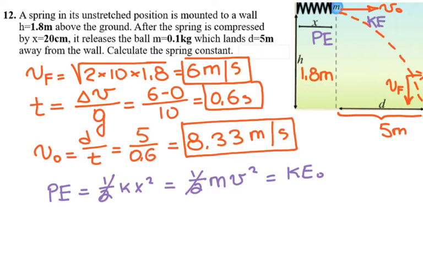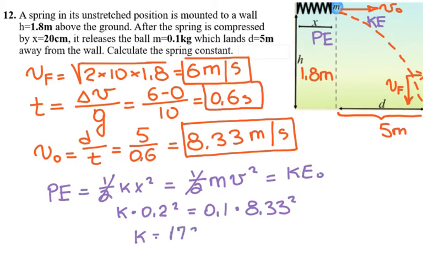x is given as 20 centimeters, so I have k times 0.2 squared is equal to the mass, which is given as 0.1 kilogram, times the velocity, 8.33, squared. So my k is equal to 173.47 newtons per meter.